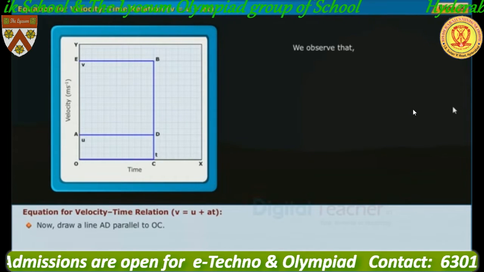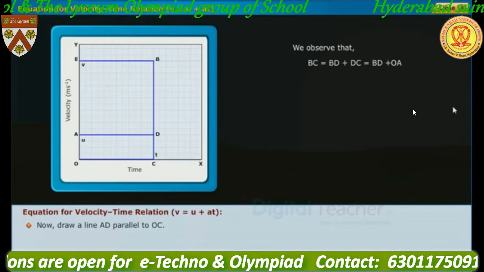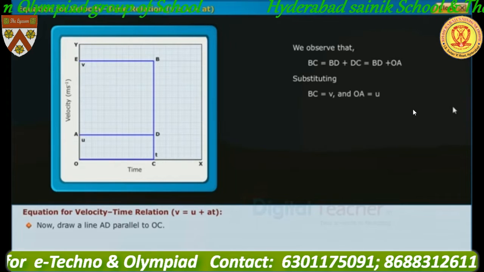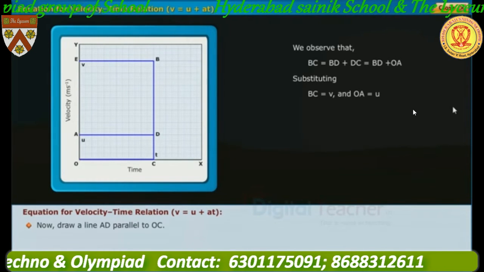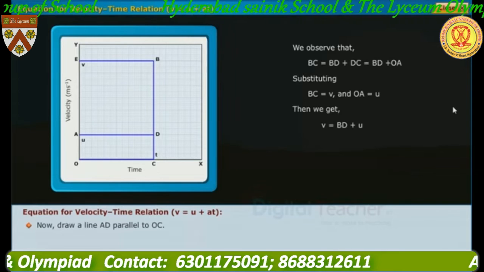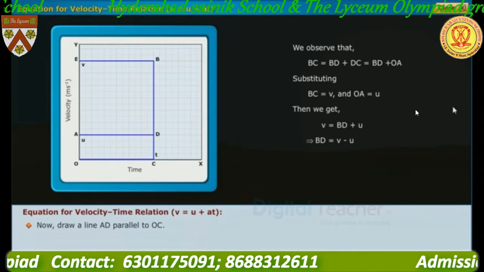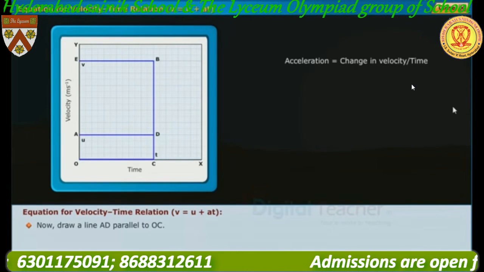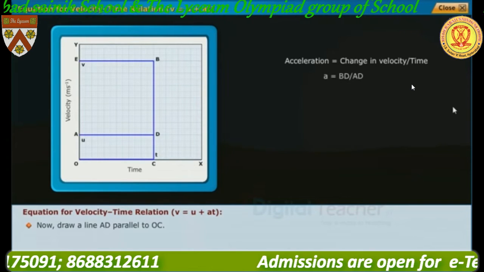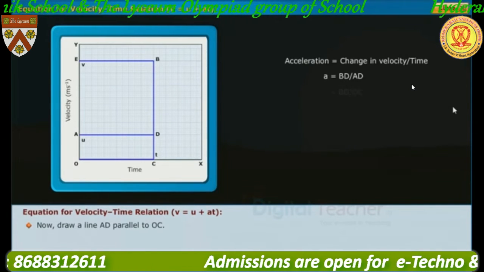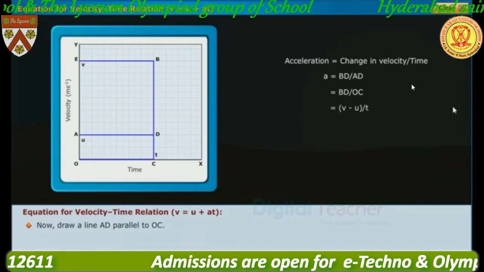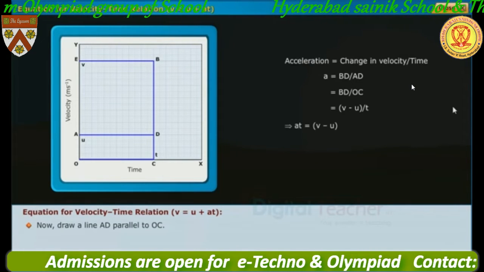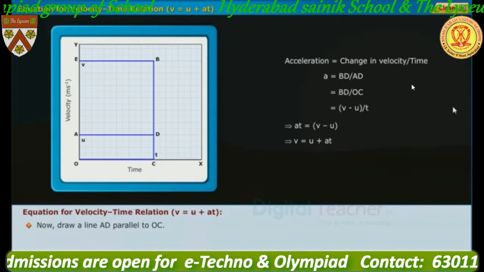We observe that BC equals BD plus DC, which equals BD plus OA. Substituting BC equals V and OA equals U, we get V equals BD plus U. Implies BD equals V minus U. Acceleration equals change in velocity by time. A equals BD by AD, that equals BD by OC, which equals V minus U by T. Implies AT equals V minus U. Implies V equals U plus AT.